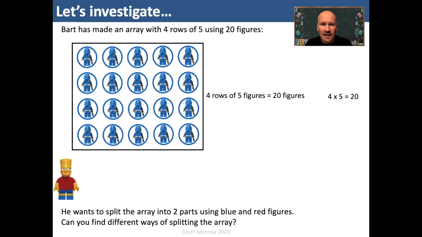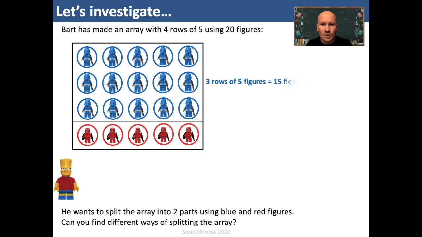Now Bart's going to use a line in order to do this, and he can either use that line vertically, so up and down like you can see there, or he's going to use it horizontally, so across like you can see here. So to begin with, he might put that line there, which means he's going to change those blue figures into red figures. You can see here he's got 3 rows of 5 blue figures, which gives him 15 blue figures altogether, so we can say that 3 times 5 equals 15. He's also got 1 row of 5 red figures, which gives us 5 red figures. So we can say 1 times 5 equals 5.